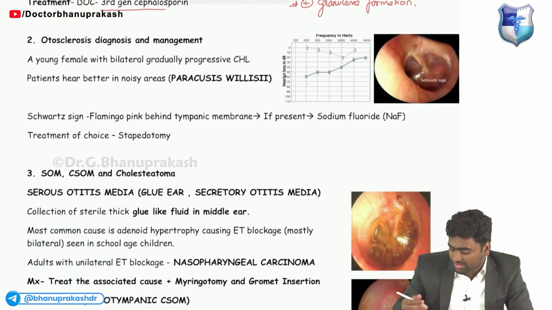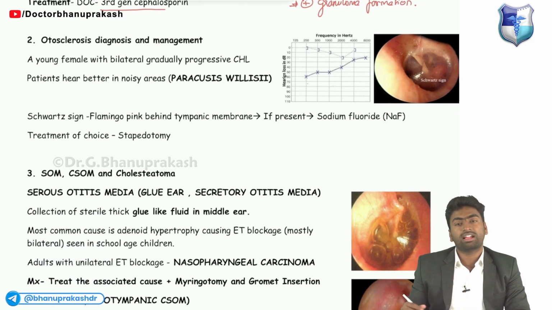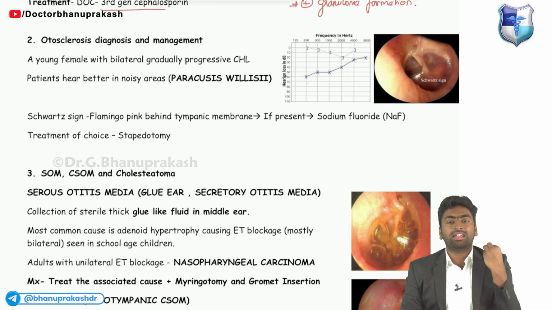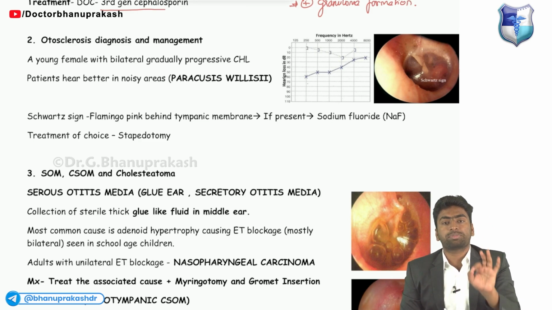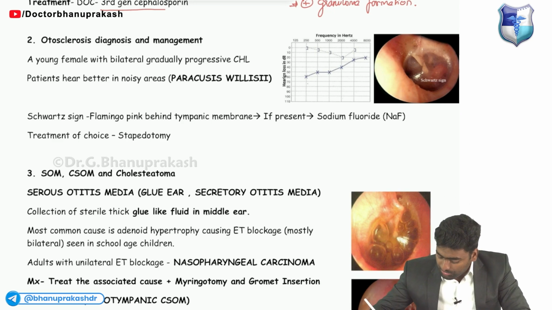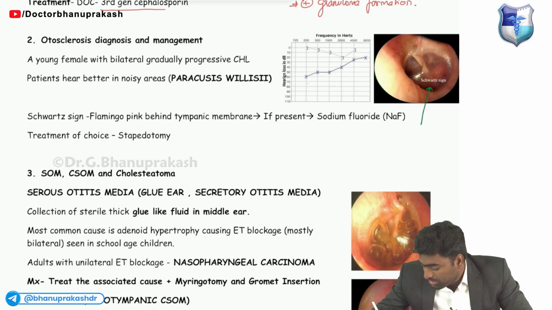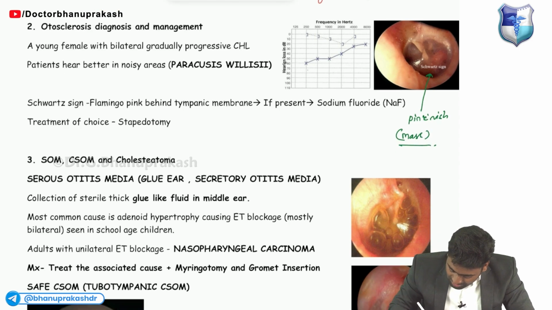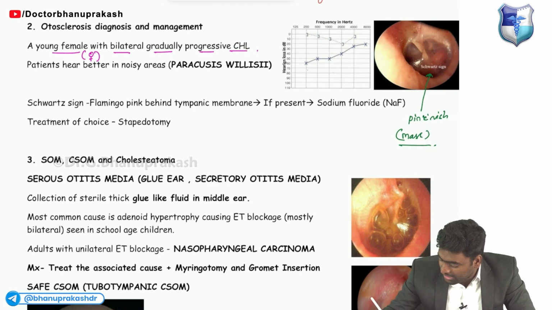The next condition, they will classically describe in the history. There is a female, mostly a pregnant female, having features of bilateral conductive hearing loss which was progressive in nature. This is a young female, sometimes pregnant, with bilateral gradually progressive conductive hearing loss, and on otoscopy you will be able to see a pinkish mass.